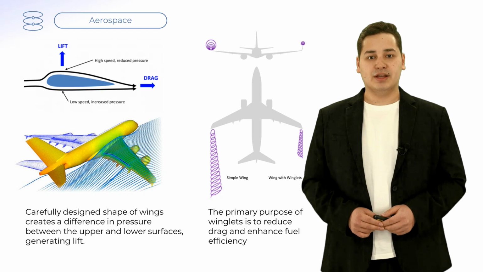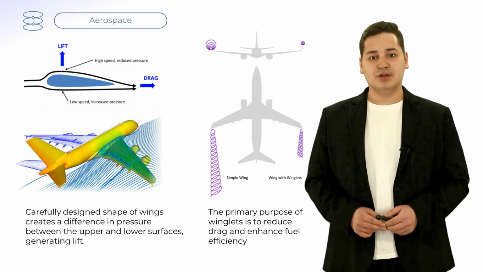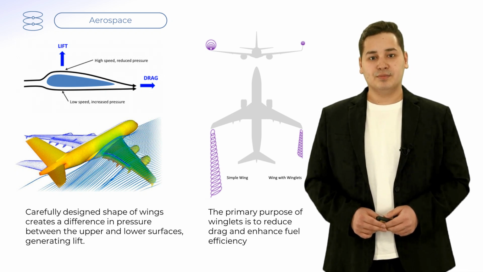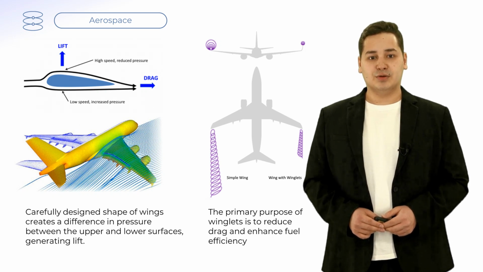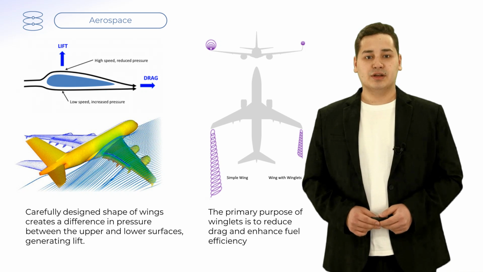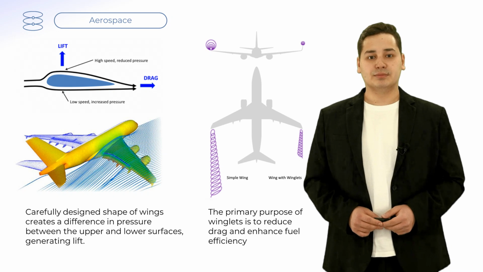A notable feature on model aircraft is the inclusion of small upturned extensions at the wingtips, known as winglets. The primary purpose of winglets is to reduce drag and enhance fuel efficiency. By mitigating the formation of turbulent vortices at the wingtips, winglets help to minimize induced drag. This improvement is rooted in hydrodynamic principles, as the winglet's shape optimizes the airflow around the wingtip, reducing energy-wasting vortices. In essence, winglets leverage hydrodynamics to enhance the overall efficiency of aircraft, contributing to fuel savings and environmental sustainability.